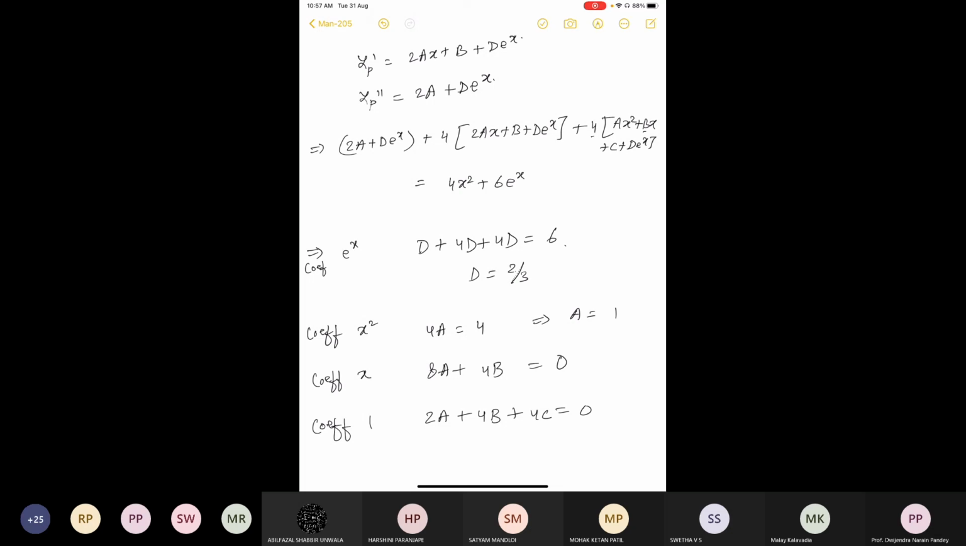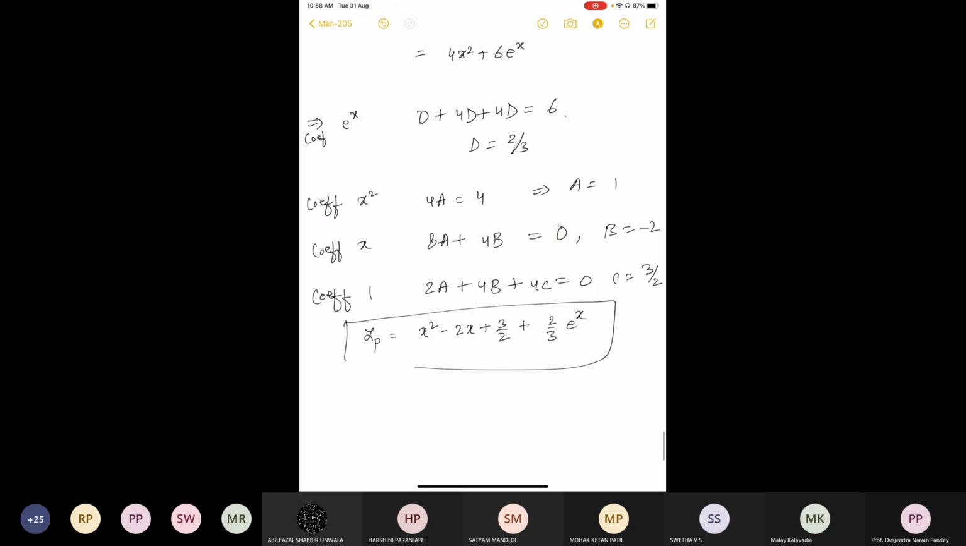So can you find what b is here? b will be what, and c will be what? b is -2. And c is 3 by 2. So it means your yp is going to be x square minus 2x plus 3 by 2 plus d, that is 2 by 3, e to the power x. So this is your yp.